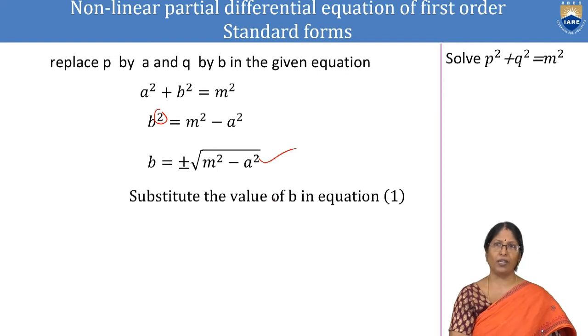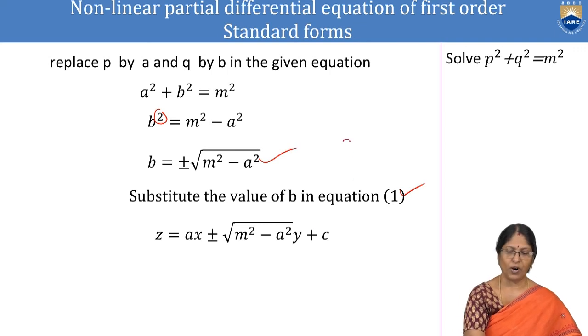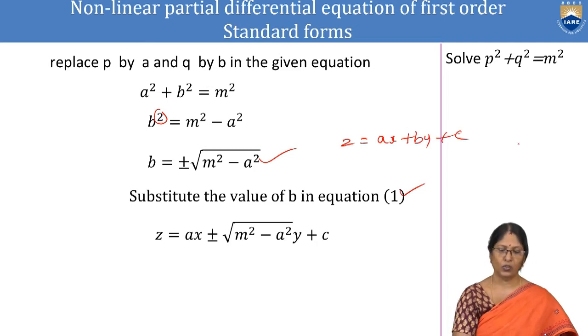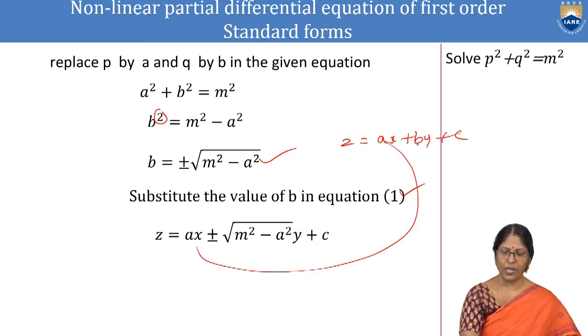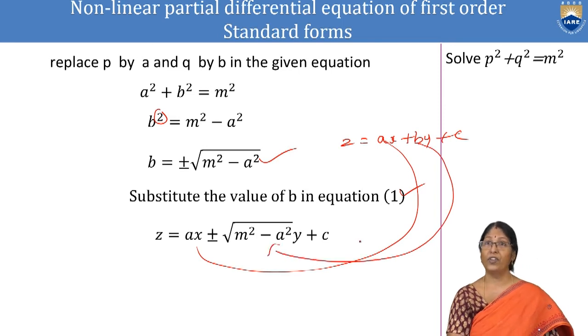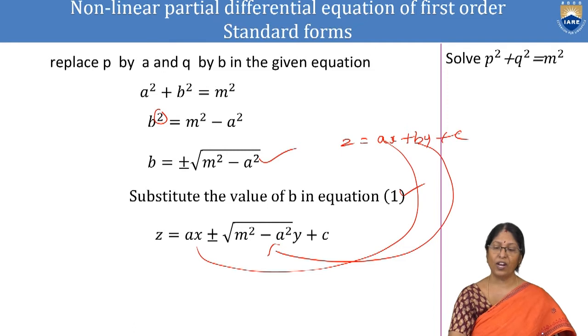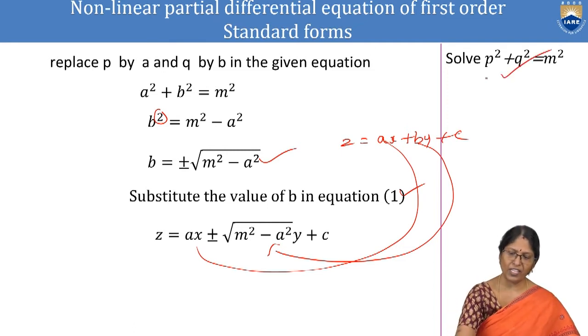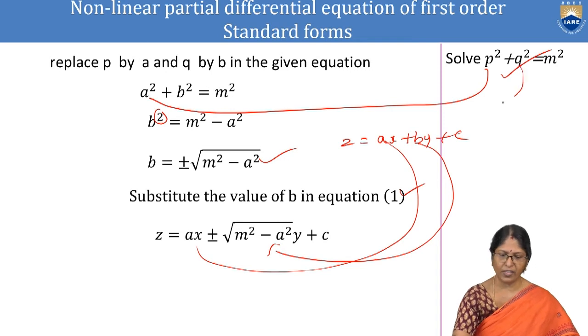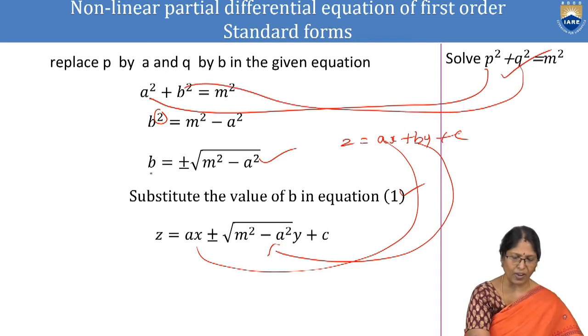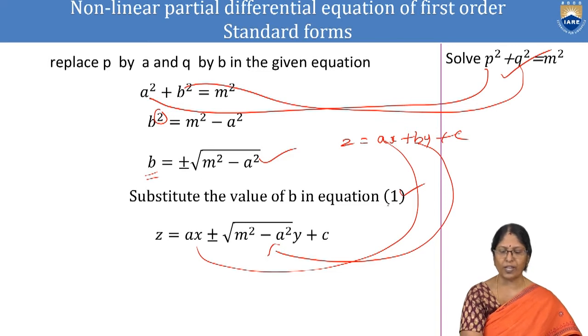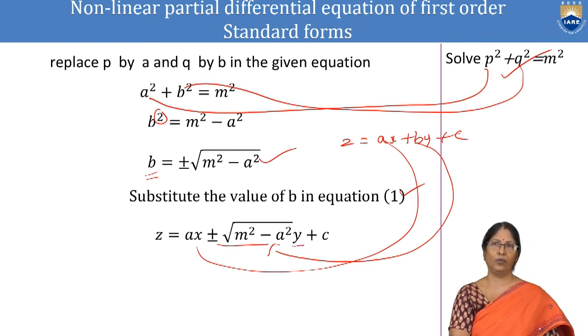Substitute the value of b in equation 1. We know our equation 1 is z equal to ax plus by plus c. So ax is written as it is. B we obtained from our given problem, by replacing p by a and q by b. That b should be substituted in our equation 1. We substituted. Y is written as it is, plus c, which is the required solution.